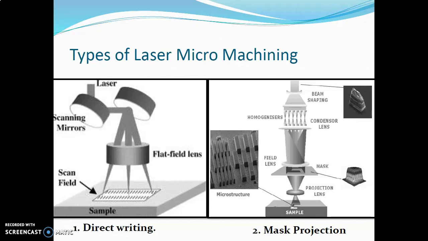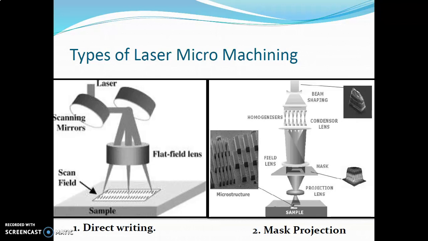Second, you can see this is a mask projection system, and in the mask projection system, as we have discussed, we are first creating the pattern mask, and that pattern mask is used to do the machining. This is the first step: you have to prepare the mask of whatever design is required on the workpiece.